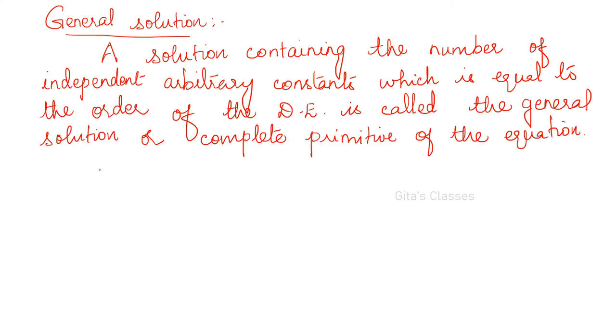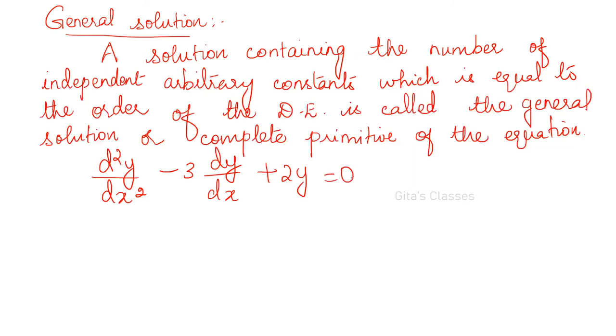For example, if you consider d squared y by dx squared minus 3 into dy by dx plus 2y. All these solutions, how to find them, we will see when we are doing the problems in the corresponding topics. Okay. So y is equal to c1 into e power x plus c2 into e power 2x will be the solution, right? Here, what is the order of this differential equation? Second order, right? So order is 2.